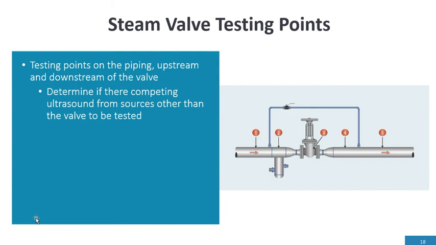So in the steam valves, we want 5 test points. Basically, we want 2 test points upstream, 2 test points downstream, and 1 test point at the outlet of the closing mechanism, which could be a ball, a gate, or a butterfly. So we want to be downstream of this shut-off mechanism because if there is leakage, this is where the high-frequency ultrasound will be generated, which we talked about in part 1.